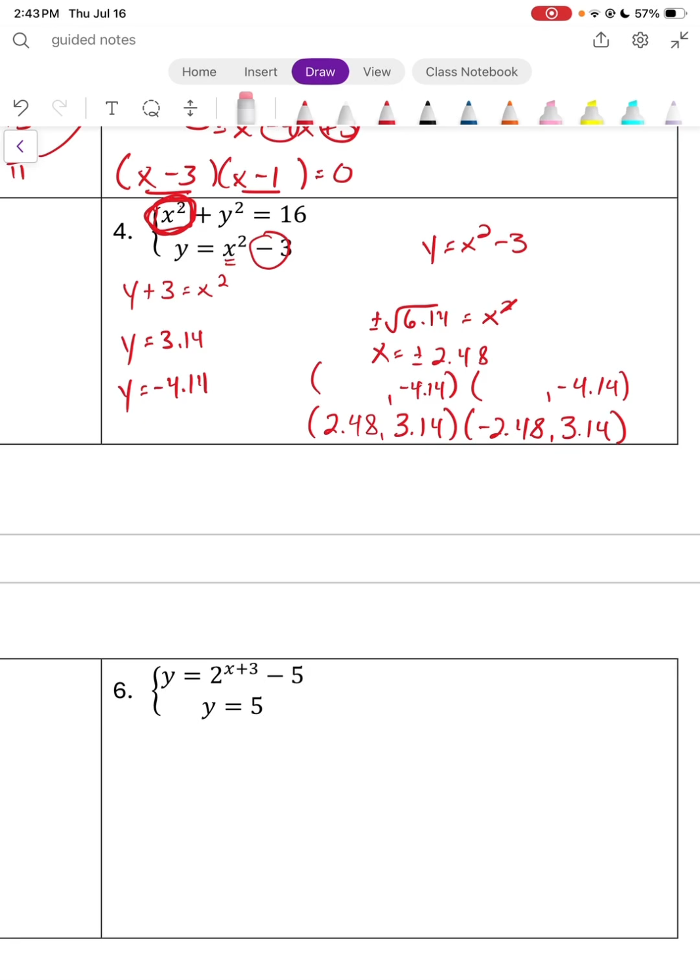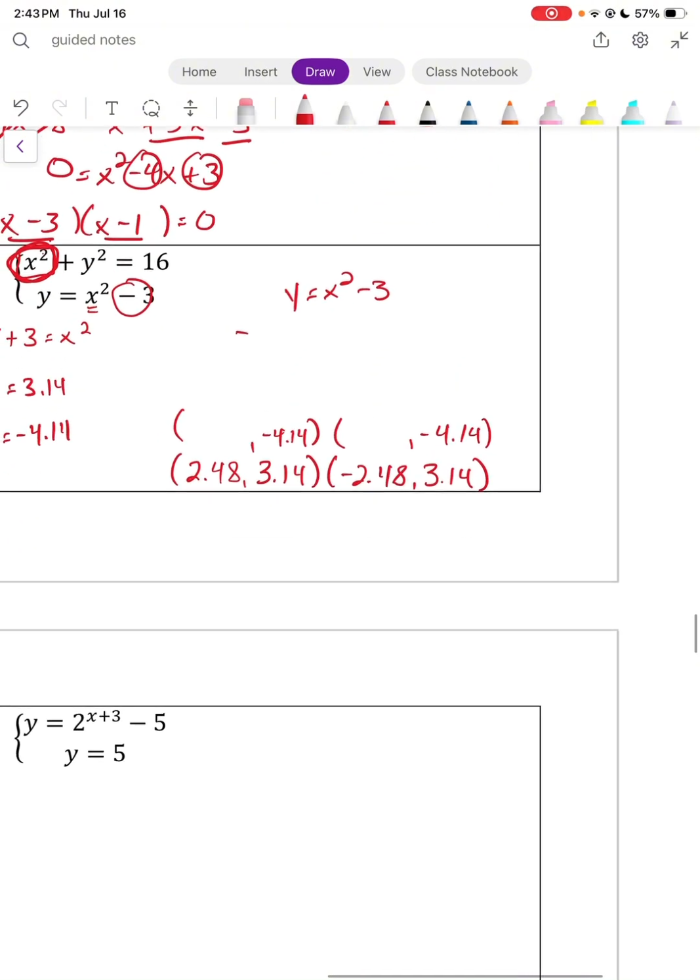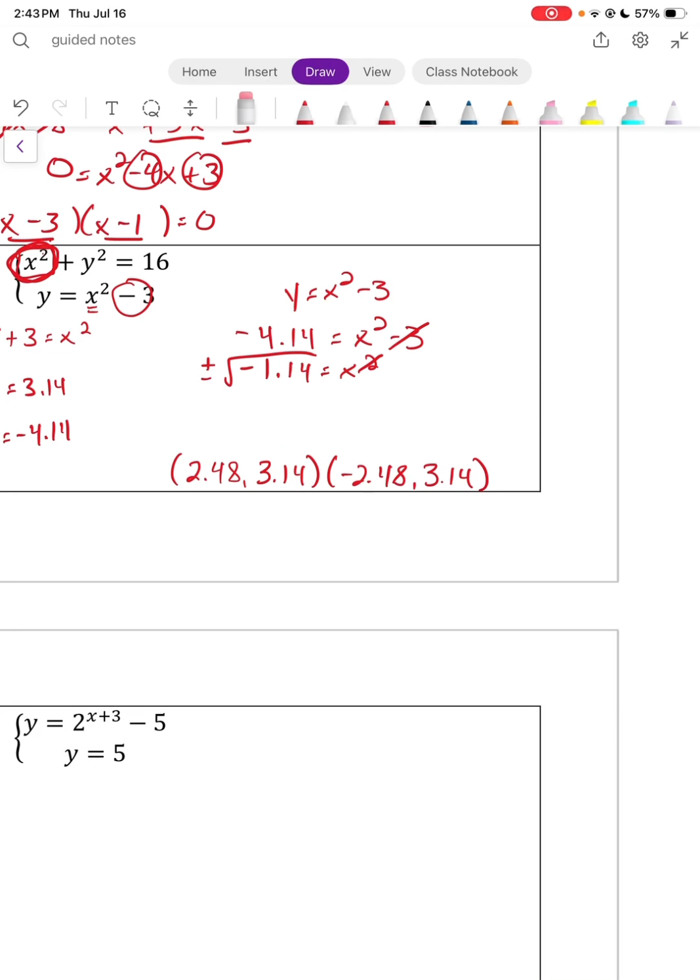So let's try that. I'm going to plug in my negative 4.14, and actually something weird happens. Negative 4.14 equals x squared minus 3. When I add my 3 to that, I get negative 1.14 equals x squared. To undo a square, I do plus and minus a square root. The square root of a negative gives me imaginary answers, which means those are answers that we throw out. So that thing's only going to have 2 intersection points.